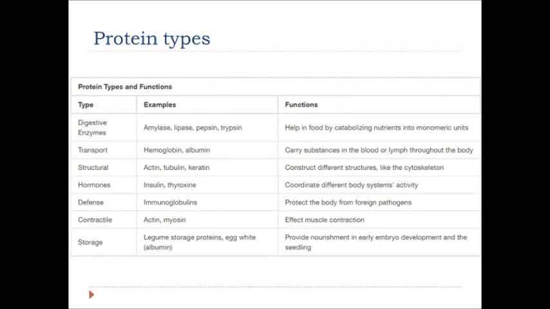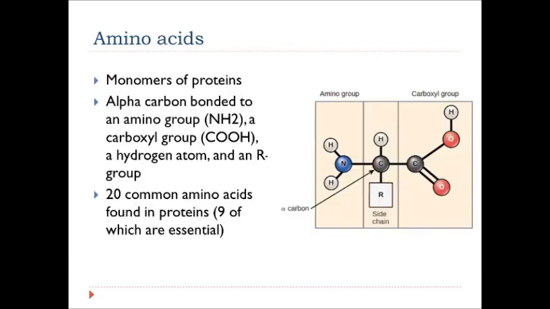Here are some more examples of protein types and functions. And remember that the monomers of proteins are amino acids. Amino acids are named such because they have an amino group and a carboxyl group, and when you have a carboxyl group, that makes you an acid. So, amino acid. There are 20 common amino acids found in proteins, 9 of which are essential, so you don't make them in your body. You have to get them from your diet.